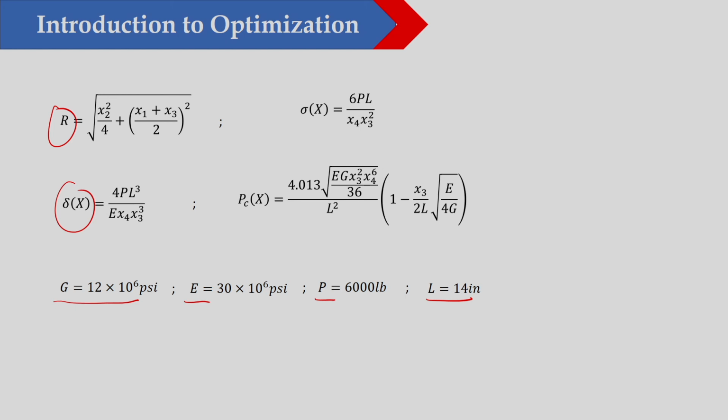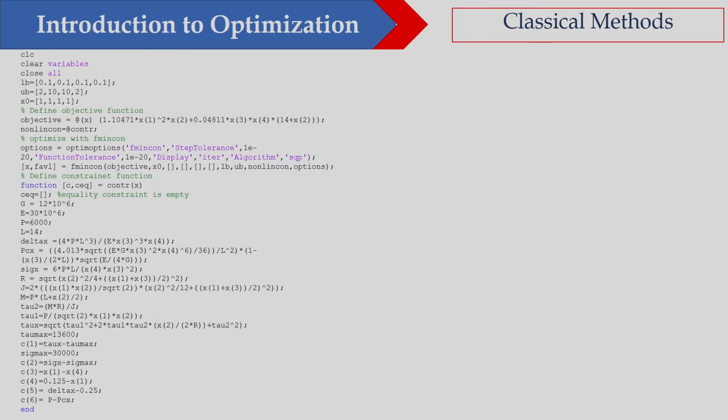So, I can use this equation to calculate the value of the constraint, and this constraint has to be satisfied, is it not? So, this is the MATLAB code using the classical method. Here I have used fmincon. This is the fmincon function I have used.